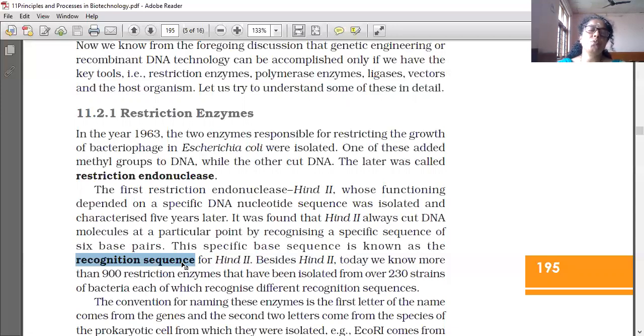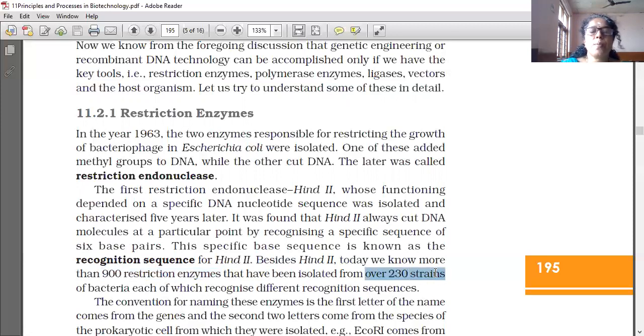Besides HindII, today we know more than 900 restriction enzymes. The first restriction enzyme, HindII, was discovered by 1963, and afterwards we now have 900 restriction enzymes. These have been isolated from over 230 strains of bacteria, each of which recognizes a different recognition sequence.